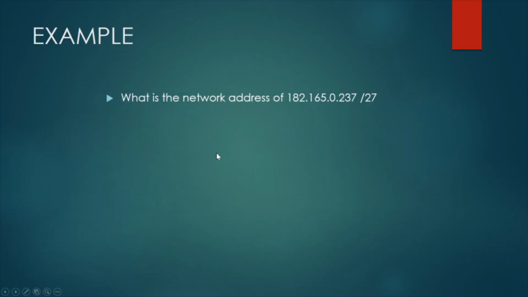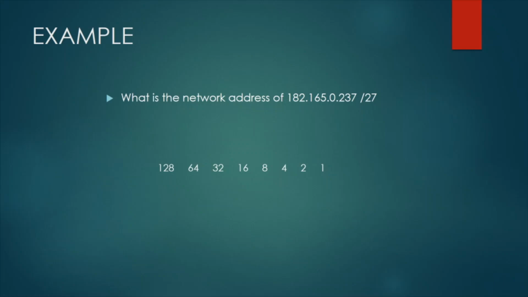So for example, what is the network address of 182.165.0.237/27? First thing you need to understand is the bit values for each bit position. You should have seen this before because you understand what's happening at the binary level. There it is: 128, 64, 32, and so on.